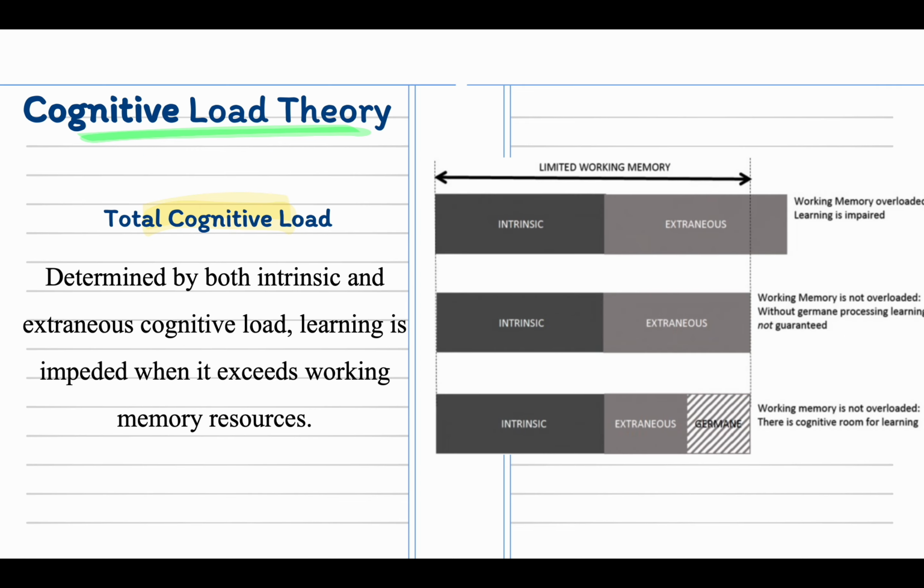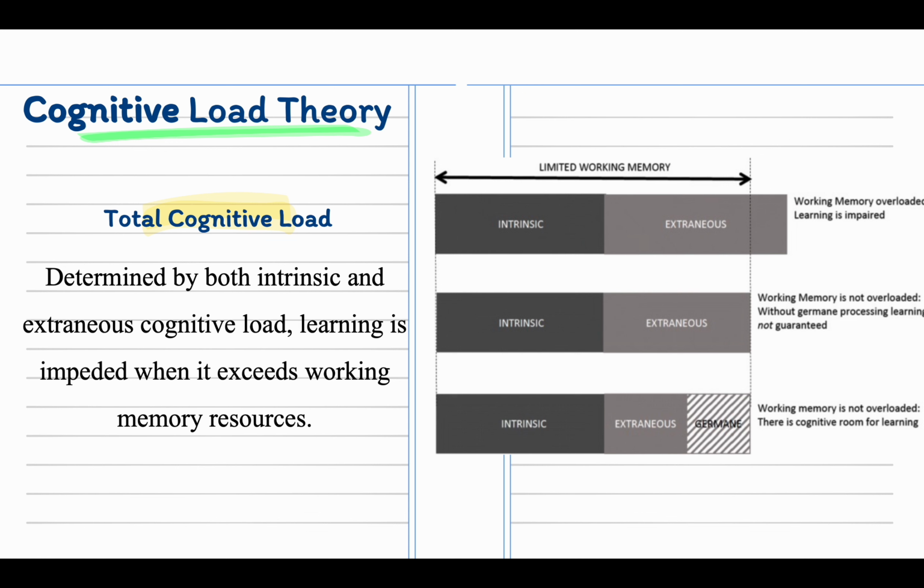Now let me focus on two types of cognitive load. Some of this load comes from the complexity of the content itself. This is called intrinsic cognitive load. Another load comes from how we teach or present the material. This is extraneous cognitive load.